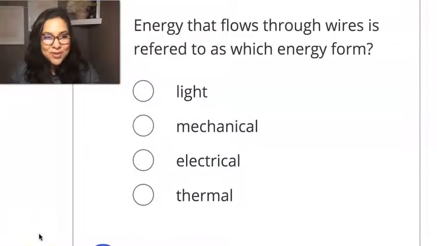All right, let me challenge you guys a little bit more. I think you guys can handle it. You're doing really good so far. Energy that flows through wires is referred to as which energy form? Light, mechanical, electrical, or thermal? All right, guys, go ahead and select an answer, and when you're ready to review, press play. The moment of truth. If you guys selected electrical, you are absolutely correct.